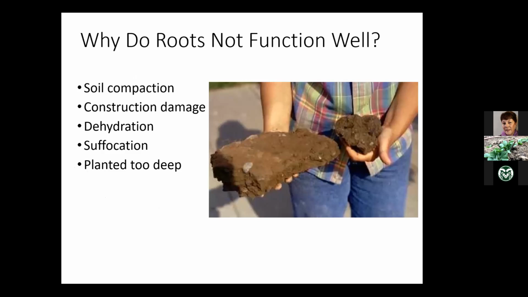So why do roots not function well? Well, if we are putting plants into areas that have bad soil compaction, maybe they've had construction damage, could be dehydration, they're not getting enough water, could be suffocation, they're getting too much water, could be planted too deep. So again, all of these things could happen, and it could be why the roots of the plants are not functioning and they're not taking up enough water. Soil compaction and construction damage are probably really high on the list.